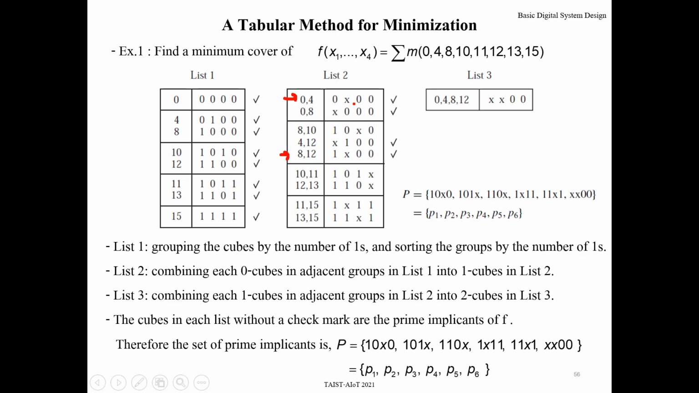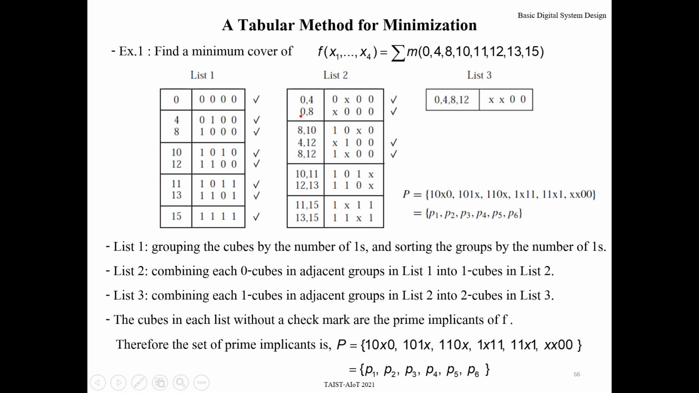0 x 0 0, x 0 0 x 0 0. Okay, the same, right? Different, only one position. Okay, only one bit. So you can combine them together. Then check, and become x at here, and copy the same part. Then become x 0 0.